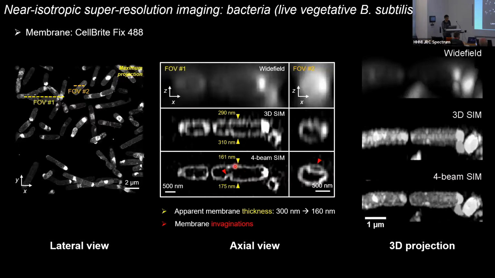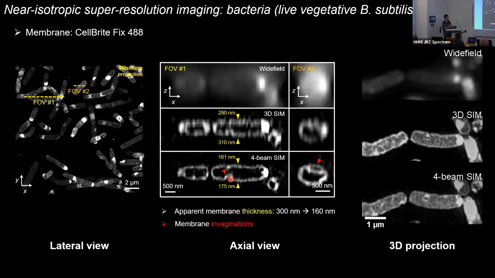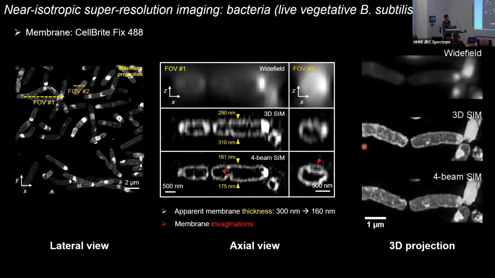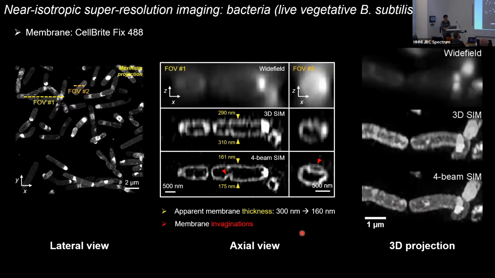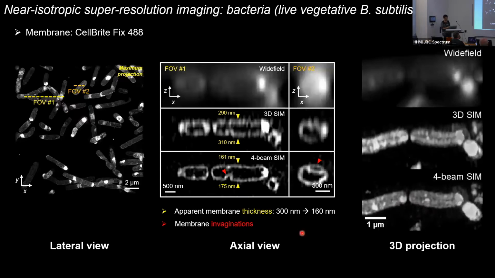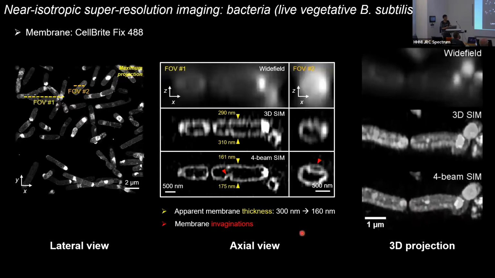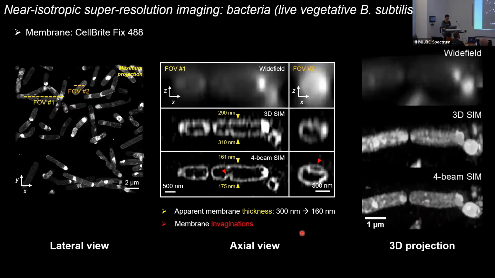And also, there is a phenomenon in the membrane of the bacteria named invaginations, which are convex or concave features, which you can hardly differentiate or observe in 3D SIM, but you can quite clearly observe here. So together with the movies I show here, this is a Z view, then X view, Z view again, compared with our 4-beam SIM. They all demonstrate the ability of 4-beam SIM to reveal the axial details otherwise obscured by diffraction.